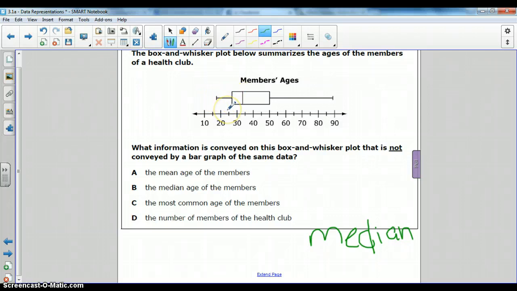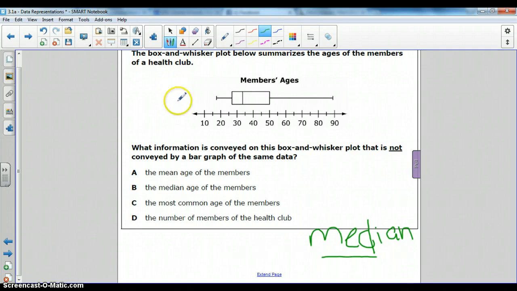So I'm not going to make you construct one of these. I just want you to understand it's all about medians and middle numbers. Okay, so we have the middle number of all the data, and then this is the middle number of the upper amount of data, the upper quartile. This is the median of the lower quartile, the lower amount of data, and these are the outliers, the ones that don't go with the rest of it. So just remember median, okay? And you'll probably get the answer right. The box and whisker plot below summarizes the ages of the members of the health club.